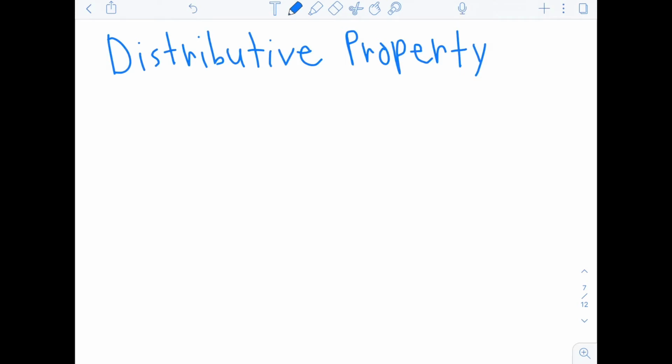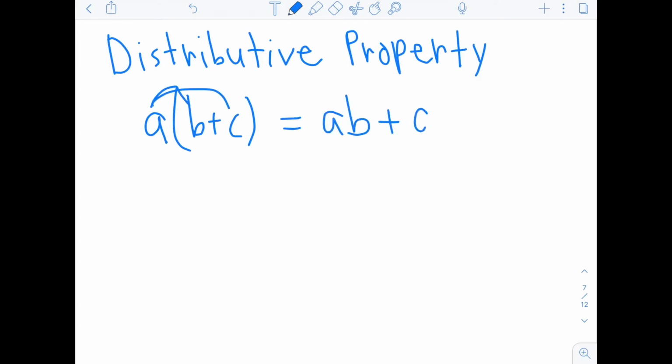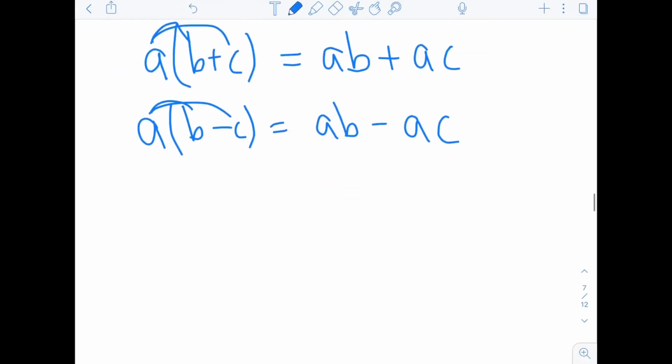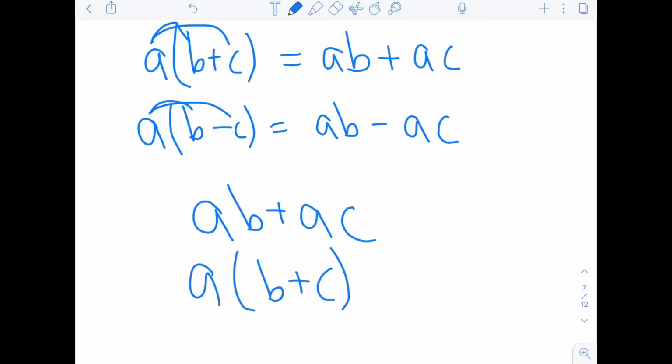So now we could actually get into the distributive property. The distributive property says that if you have a times b plus c, then you could distribute that a and make this into ab plus ac. And even when there's a minus, it's the same thing. It's just going to be ab minus ac. And when you see ab plus ac, you could even reverse this property and take out an a from it, and put it back into a times b plus c.